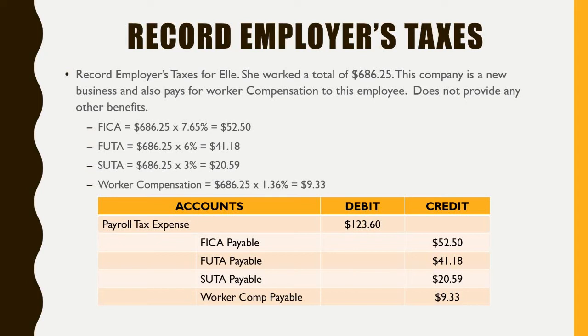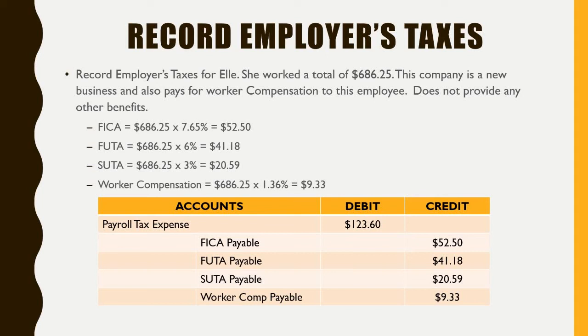You do want to also seek a professional tax accountant for this, because you want to be very careful. You don't want to accidentally overpay or underpay the federal government or state, whatever it is, right? Because you don't want to get penalized for that. All right. So again, this is what you're going to do. You have your payroll tax expenses for FICA, FUTA, SUTA, and workers' compensation, gathering a grand total of $123.60.